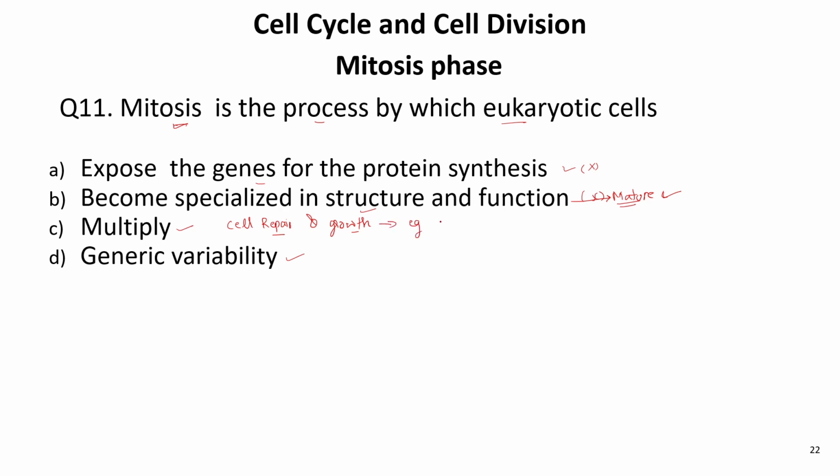Examples can be seen in meristem. Meristems consist of meristematic cells. They can be root apical meristem, or shoot apical meristem. The cells in these meristems grow with the help of mitosis. So now you already know the answer. Answer is C. Genetic variability again is incorrect because variability is caused by meiosis and not mitosis. Because in meiosis, recombination and crossing over is seen, and recombination and crossing over lead to variation. So the correct answer is multiply.